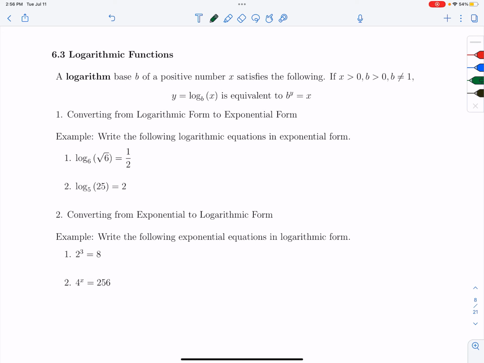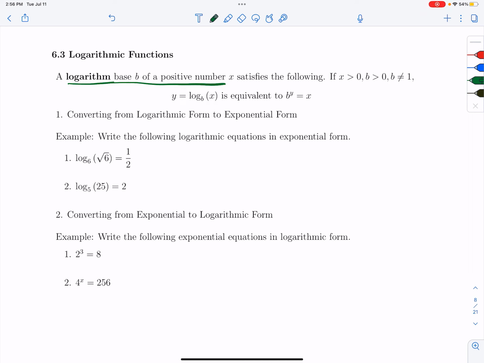In this video, I'll be going over the basics of logarithmic functions. So a logarithm, base b of a positive number x, satisfies the following. If x is greater than 0, b is greater than 0 and not equal to 1, y equals log base b of x is equivalent to b to the y is equal to x.